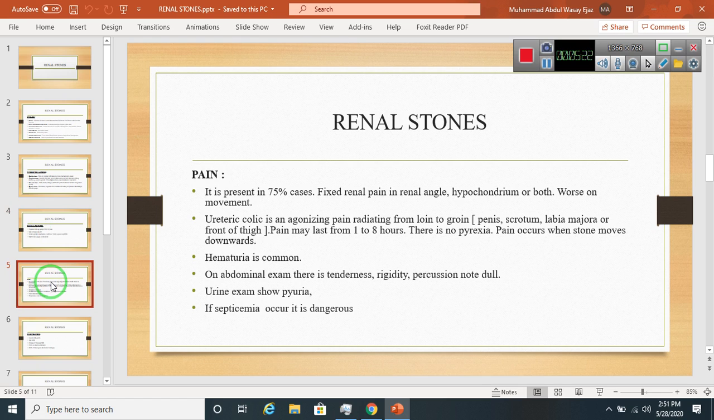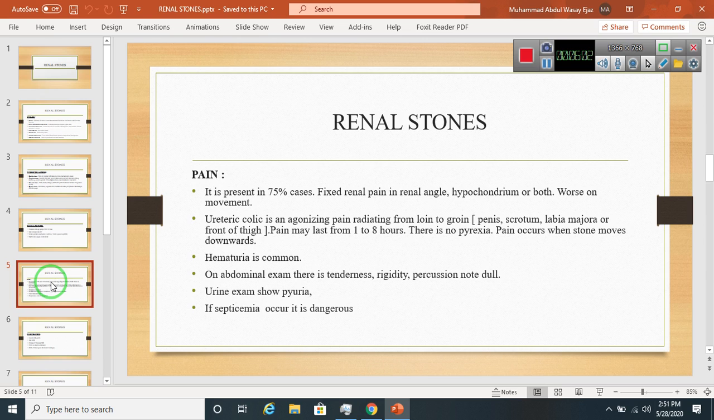Pain is present in 75% of the cases. Fixed renal pain in the renal angle, hypochondrium, or both, worse on movement. Ureteric colic is an agonizing pain radiating from the loin to the groin, the penis, the scrotum, labia majora, or front of the thigh. Pain may last from 1 to 8 hours. There is no pyrexia. Pain occurs when the stone moves downwards. As the stone leaves its place and tries to move out or downwards, it causes severe pain.